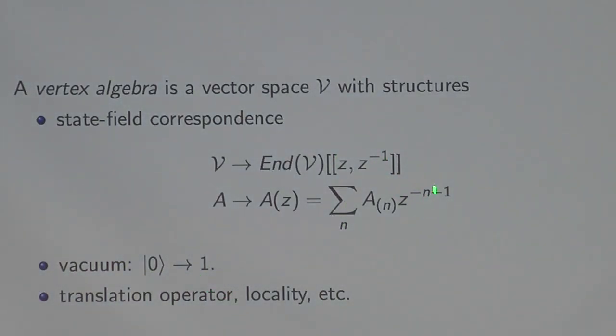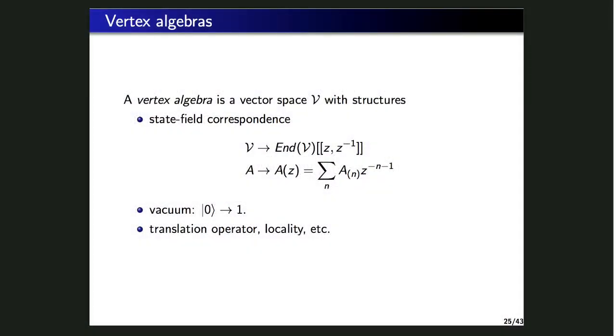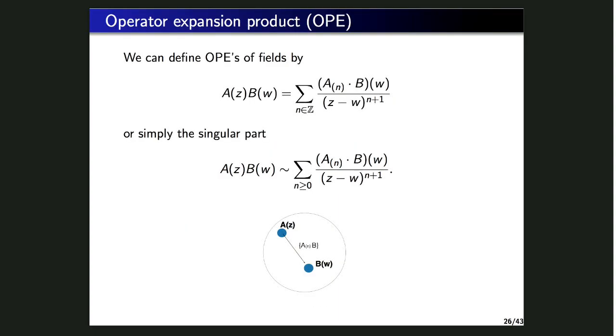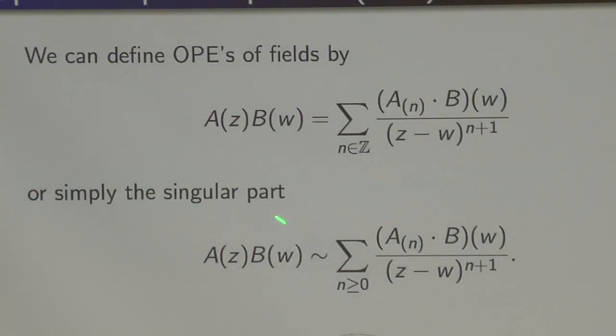By the way, without this parameter Z, this is like the usual algebra structure. And then you have a vacuum vector, which gives rise to the identity operator, and translation or locality and so on. I will not list the full axioms. But the most important data from this vertex algebra is the following. You can define a so-called vertex operator expansion for fields using this state-field correspondence. And sometimes we're going to just write down the singular part of this data using this notion.